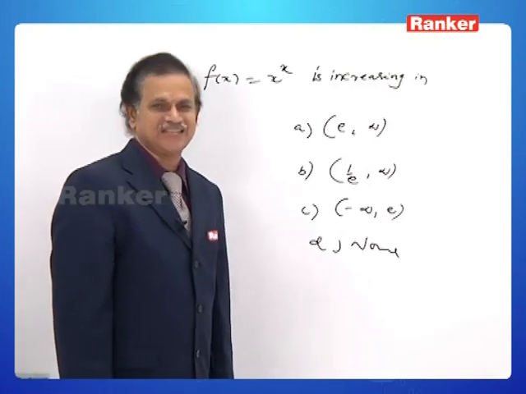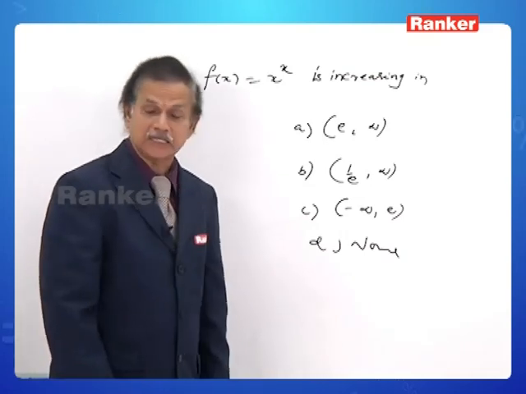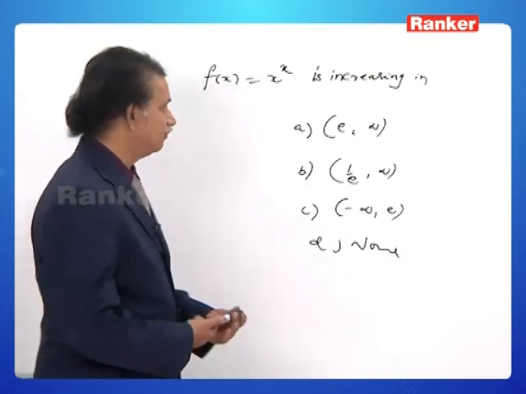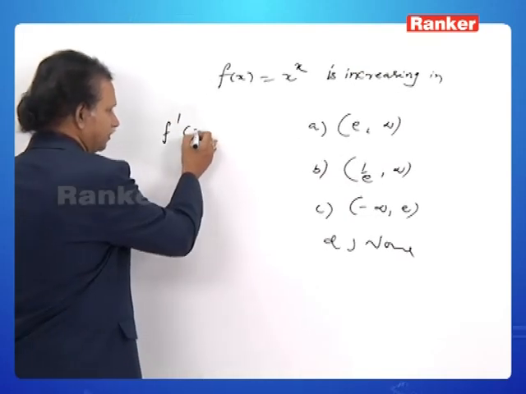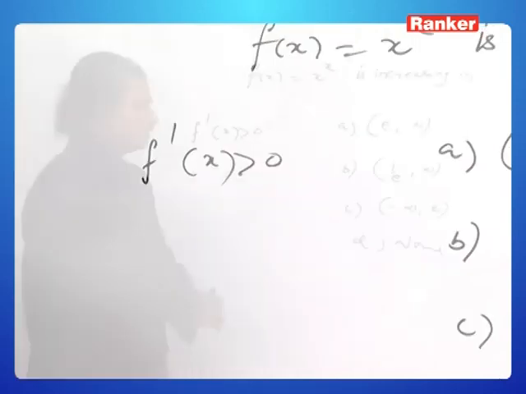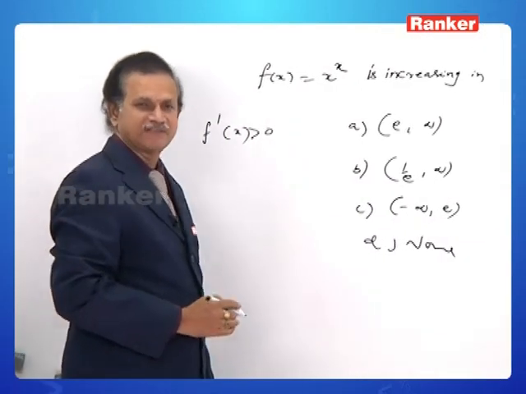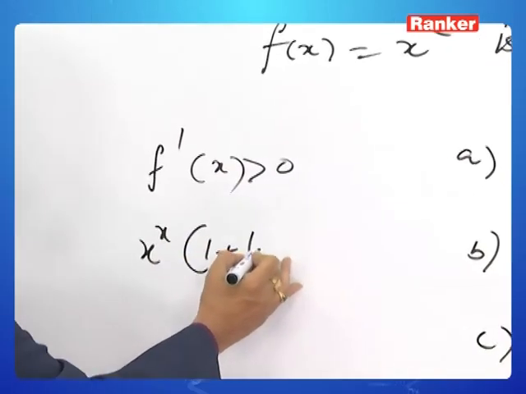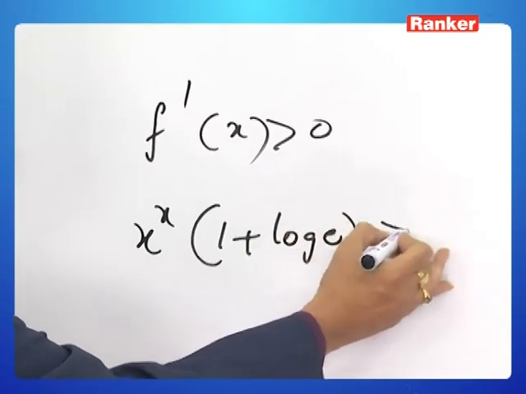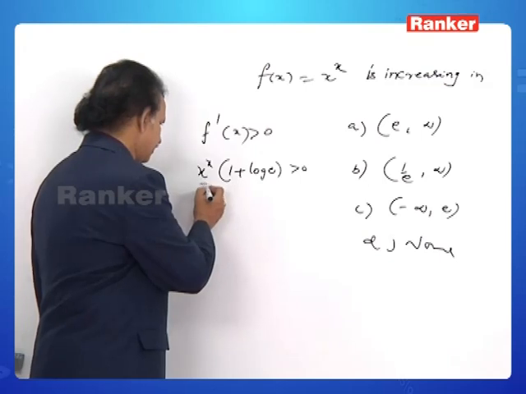We are supposed to test the domain in which the function is monotonic, that is increasing. It's very simple. For increasing character, what should you observe? f dash x must be greater than 0, isn't it? But you see, f of x is equal to x to the power x is given. What is f dash x? x power x into 1 plus log x, where log x is to the base e. And everybody knows that x to the power x is strictly positive always.